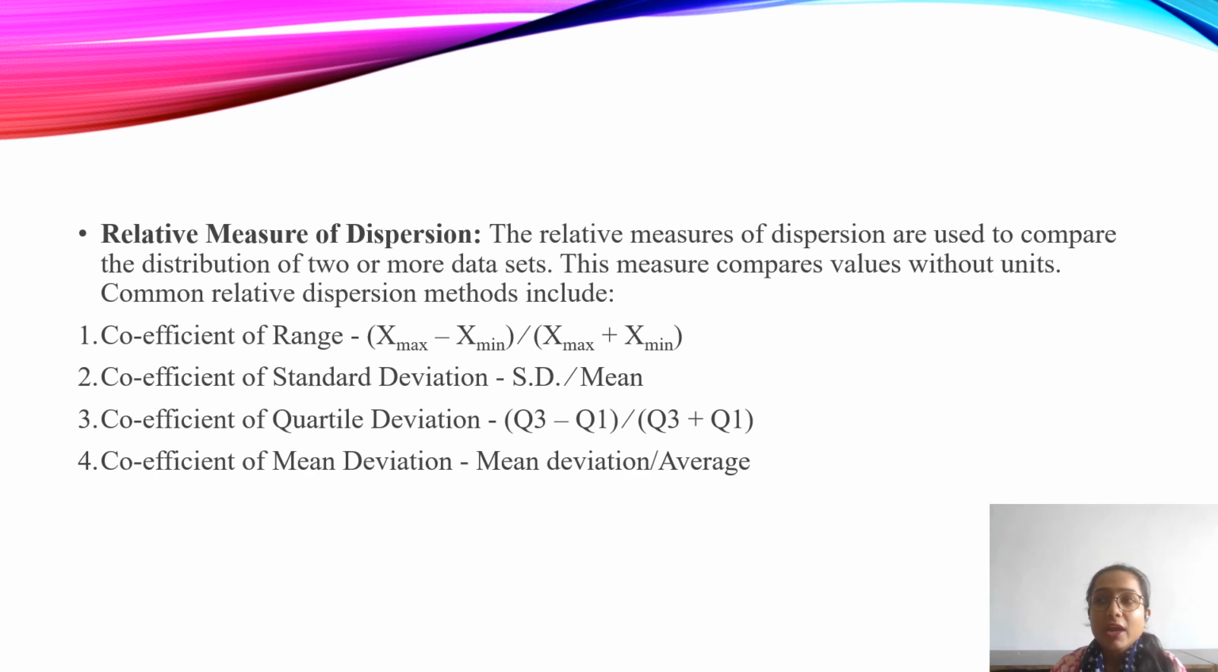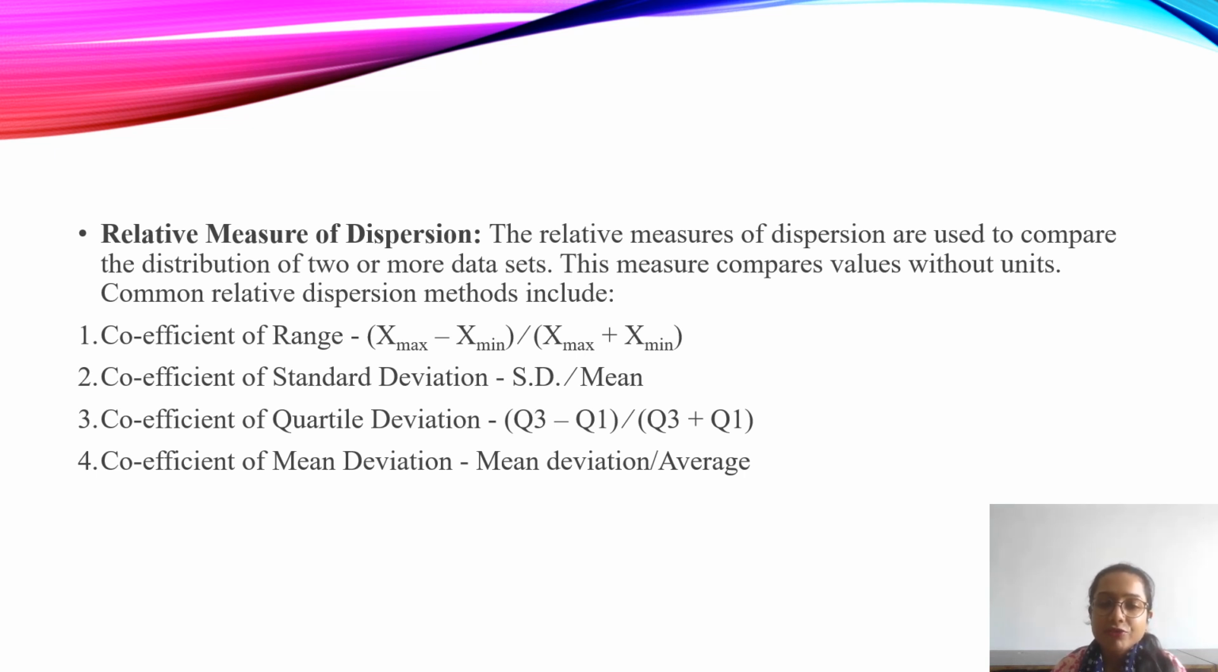Whatever we are calculating in absolute dispersion, you just have to find the coefficient of that. After finding the coefficient, that is the relative measure of dispersion. Basically, it is calculated in the form of percentage, showing how much percentage of error is present in the data set. The relative measures of dispersion are used to compare the distribution of two or more data sets. This measure compares values without units.